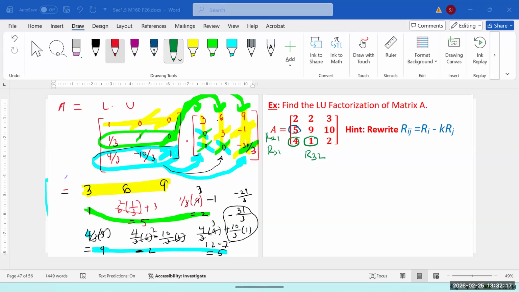1, 2, 3, 4, 5, 6. Okay. So, are you guys ready? Who would like to give me the first row operation to change 5 into 0? So changing the position row 2, column 1.